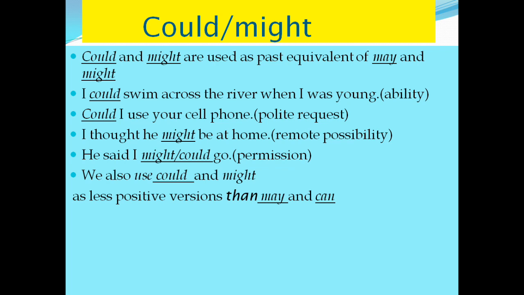But then an old man comes. I say, can you cross this river while swimming? He says, no, I cannot swim across the river. But he can say, I could swim across the river when I was young. It means that at present he doesn't have this kind of ability, but in the past, when he was young, he had the ability to swim across the river.